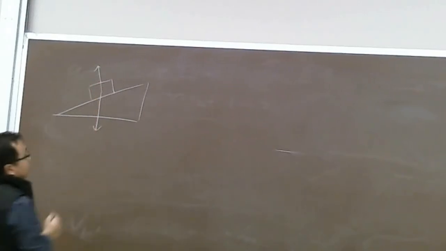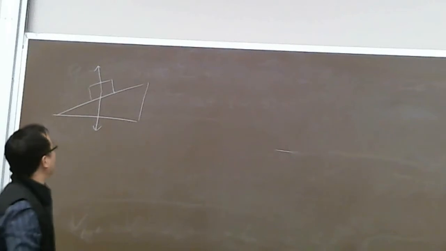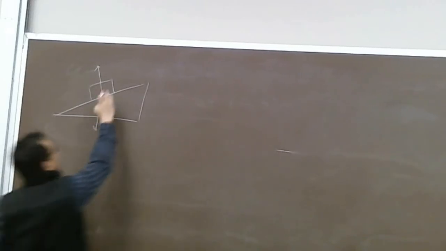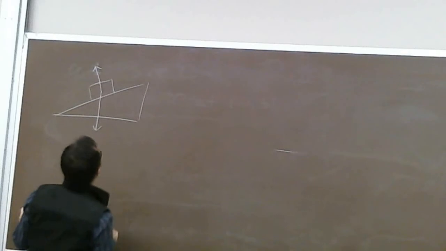So you have two forces. One is the downward gravitational force. Another is the normal force, which is perpendicular to the inclined plane. Please note that it's not upward. It is perpendicular to the surface. So the normal force, the supporting force, may not be upward.